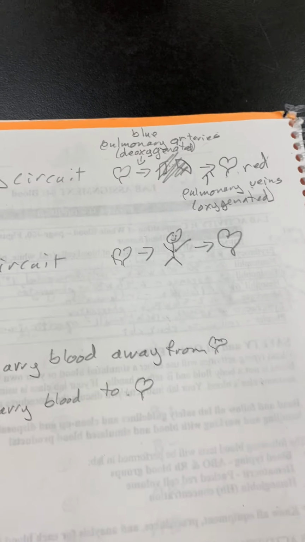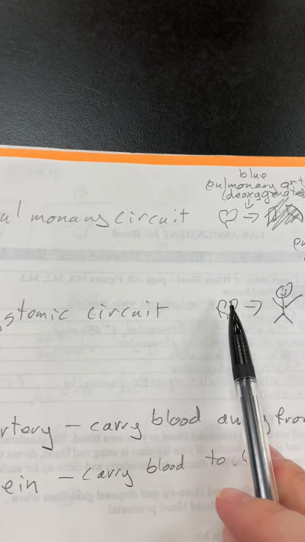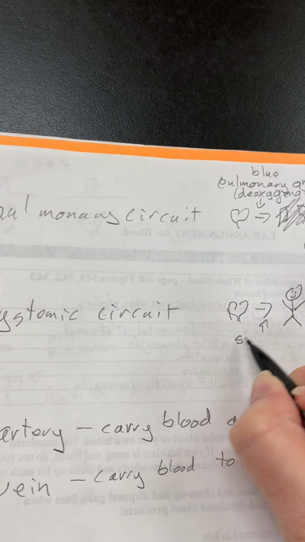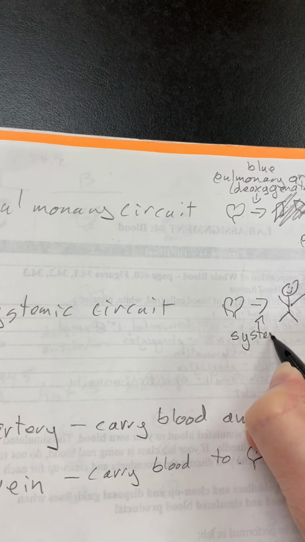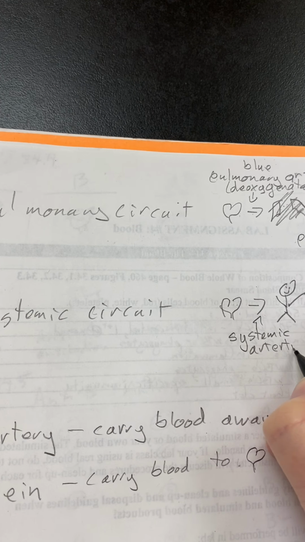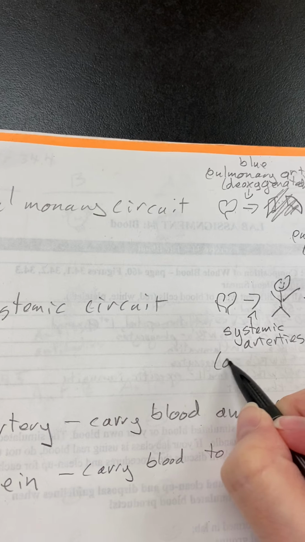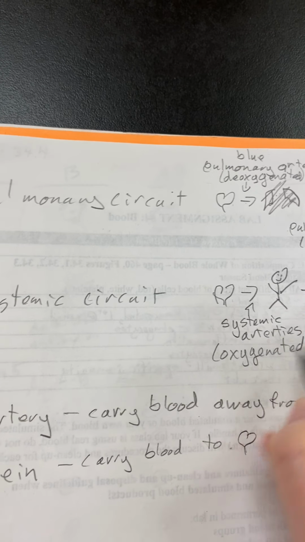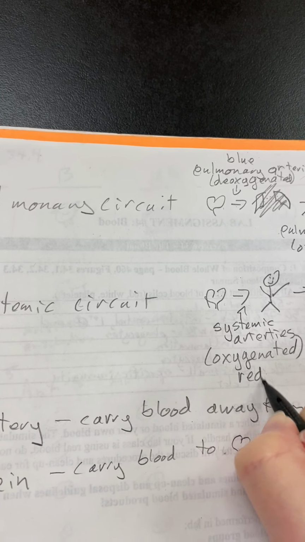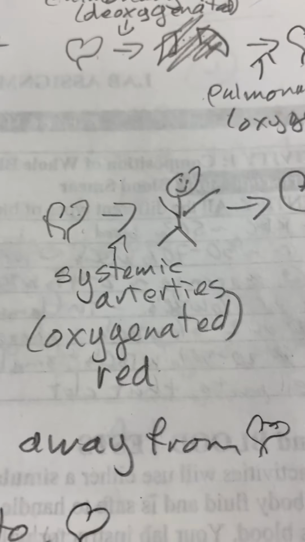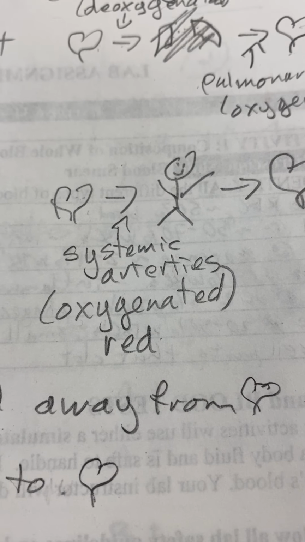Okay, so the systemic circuit, you've got this oxygenated blood from the lungs, going out the systemic arteries. So this is oxygenated. And the color code for oxygenated is red. So in the systemic circuit, the arteries are red because that blood is oxygenated.